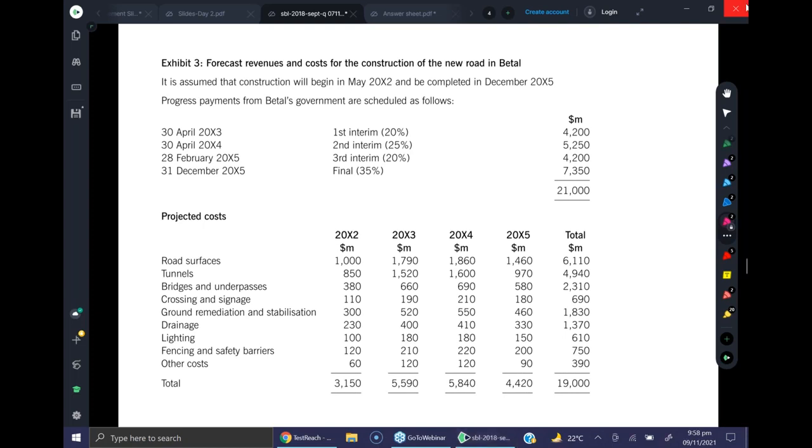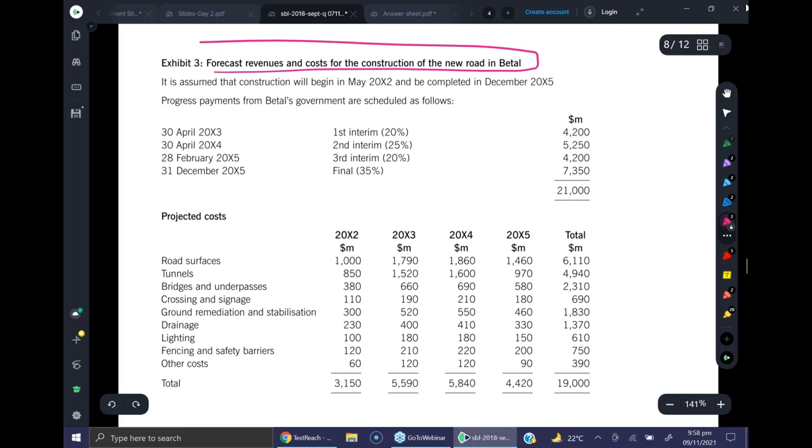Okay, next is exhibit 3. It's the forecast revenues and cost for construction of the new road in Beetle. So we have the revenues and costs. It is assumed that construction will begin in May and be completed in December. Progress payments are given here. So there will be 4 payments, and total payments will be $21,000 million. These figures are rounded off to millions.